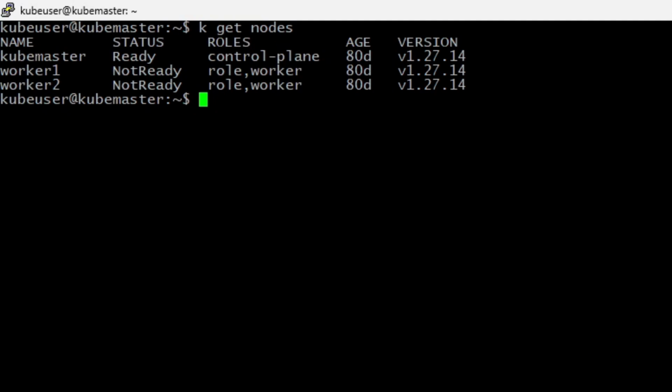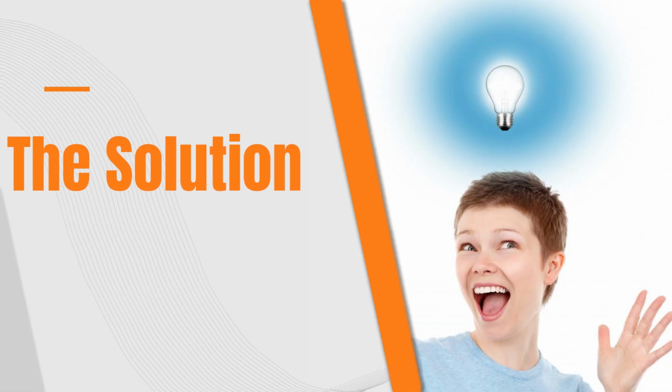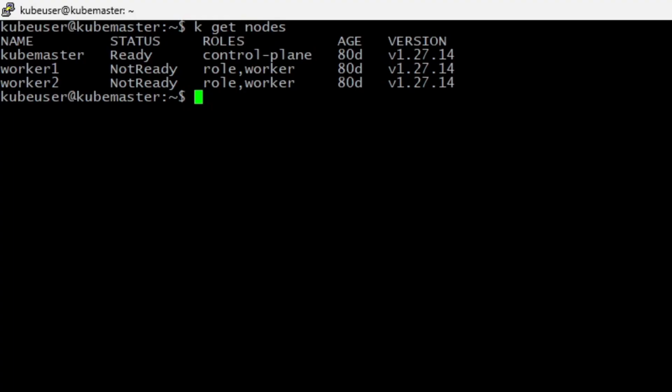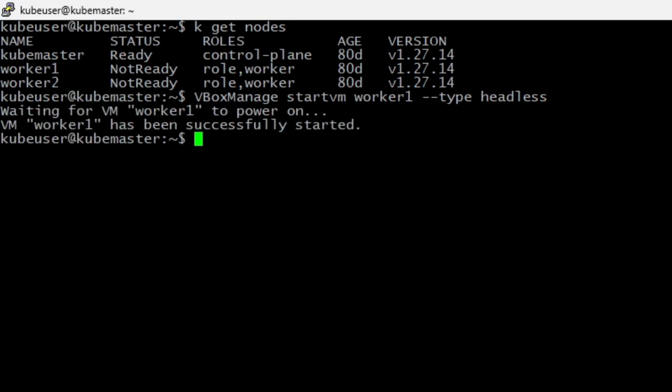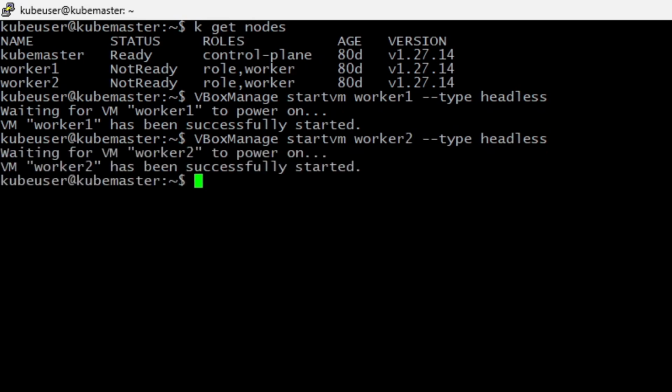You can see that both the worker nodes are in NotReady state, the reason being the VMs are not running currently. Let's start the VMs one by one. Let's wait, nodes should show as Ready anytime.